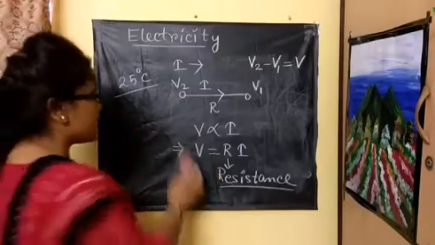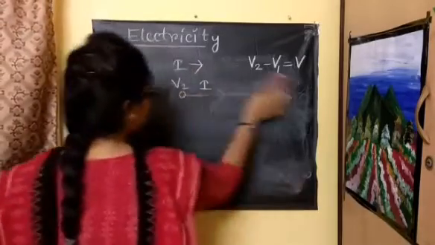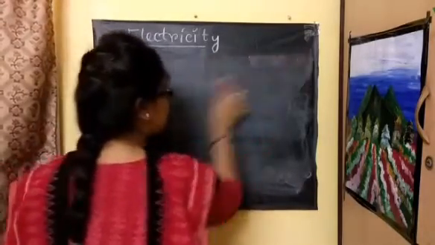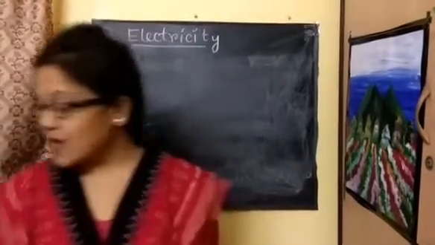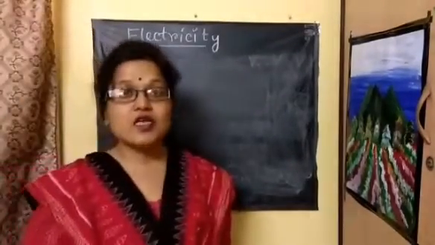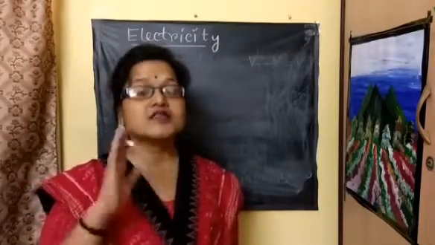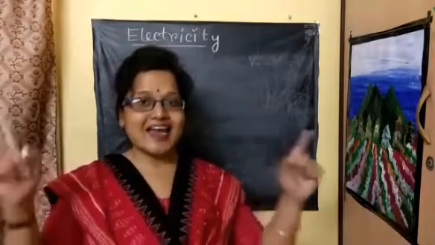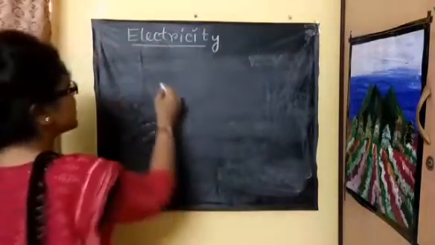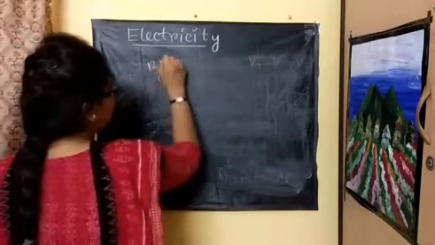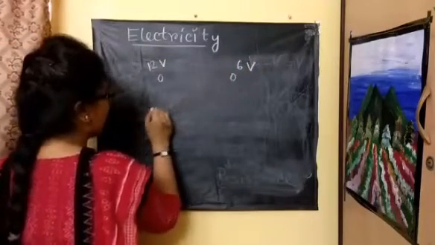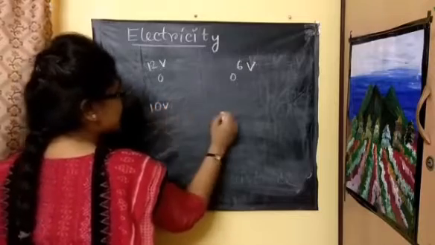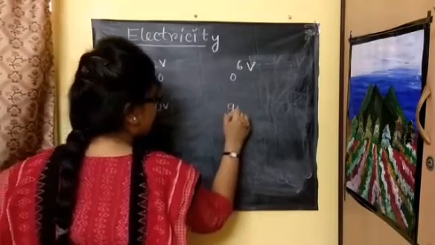Clear? So I am making it clear again. According to Ohm's law, if temperature and other physical quantities are constant, then obviously the flow of current is directly proportional to the potential difference across the end points. Suppose this is at 12 volt, this is at 6 volt, and another conductor I have, this is at 10 volt, this is at suppose 9 volt.